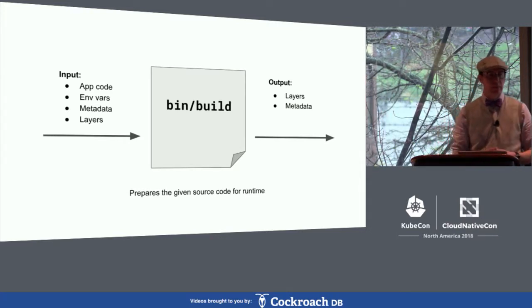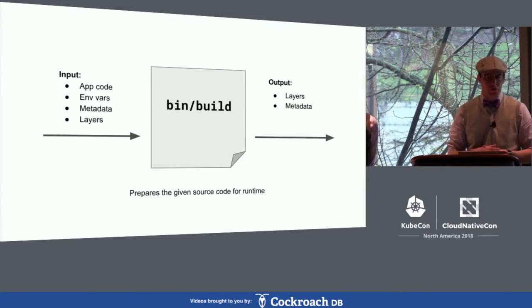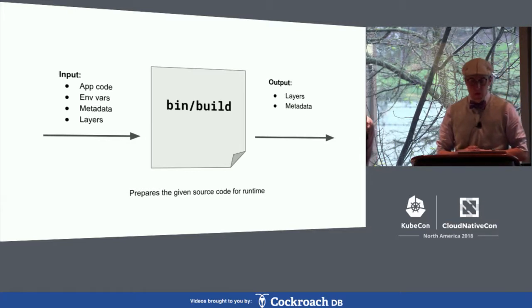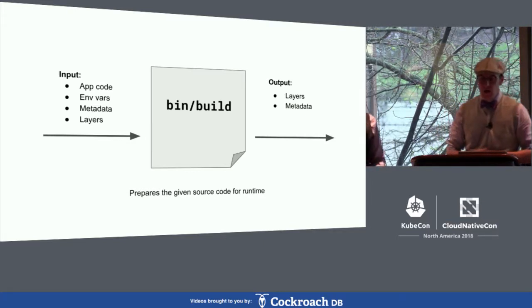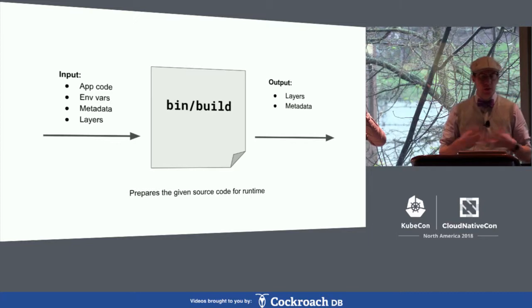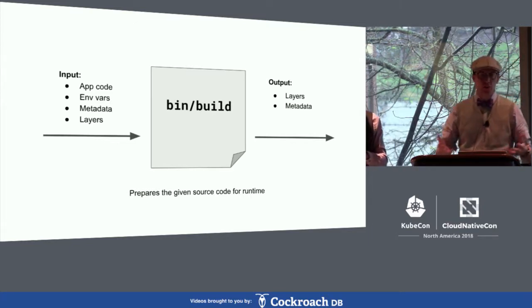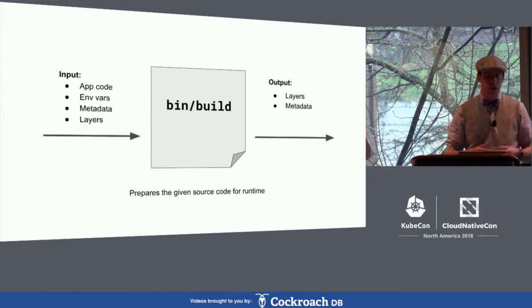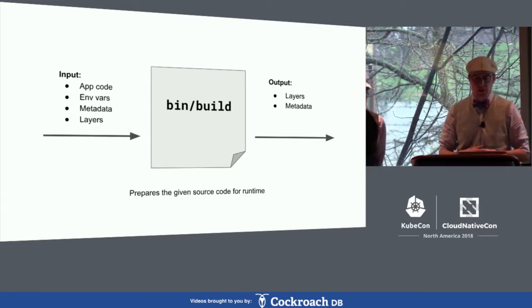So in the case of a Java application, it's going to compile into bytecode. For Python, it's going to download our dependencies and install our server and things like that. The output of bin build, in addition to the prepared code, are layers. So we'll have a layer for the JDK or the runtime that we're installing, or maybe our dependencies. Along with this, some metadata that the buildpack execution environment can use, for example, to know what process or what command to start our application process.